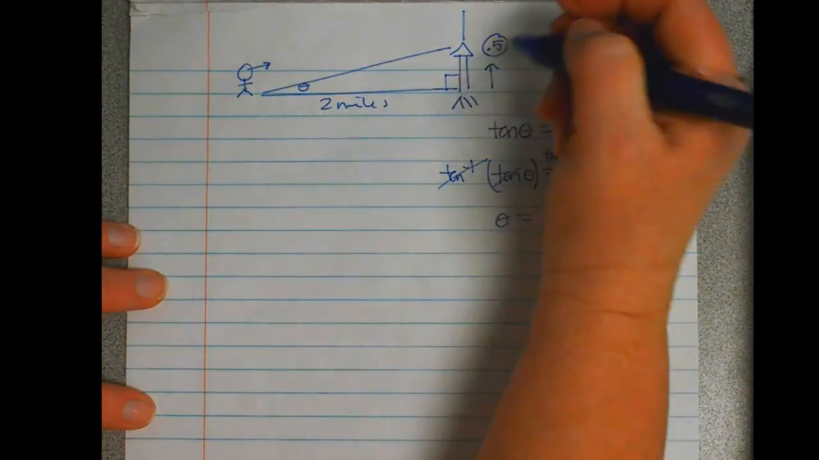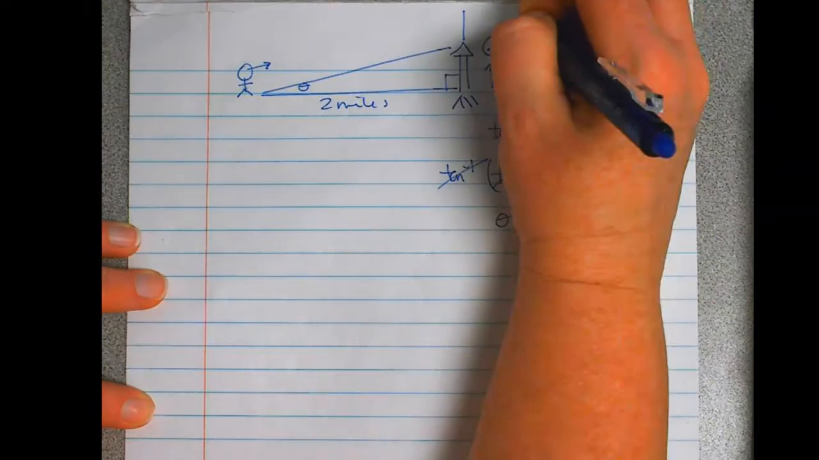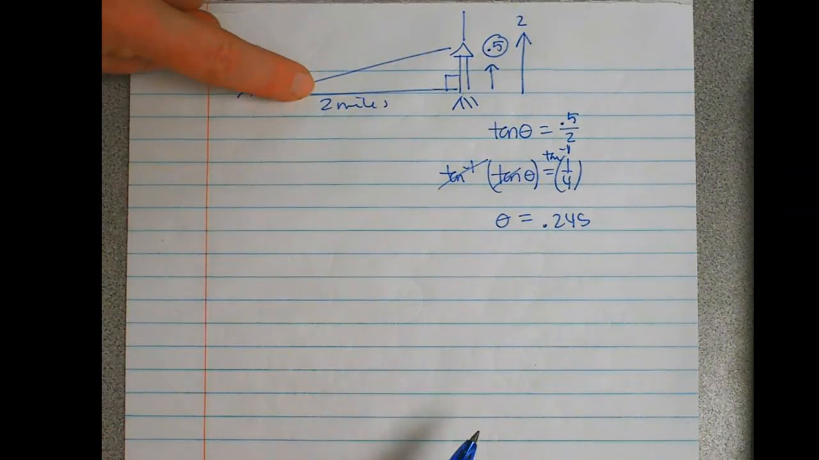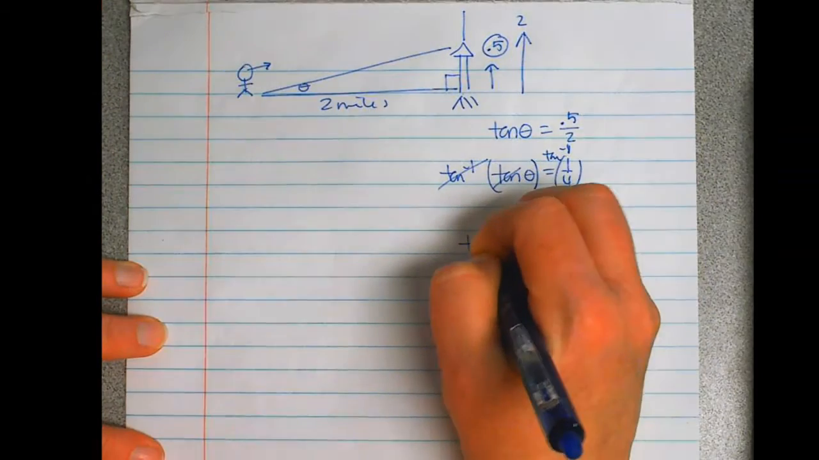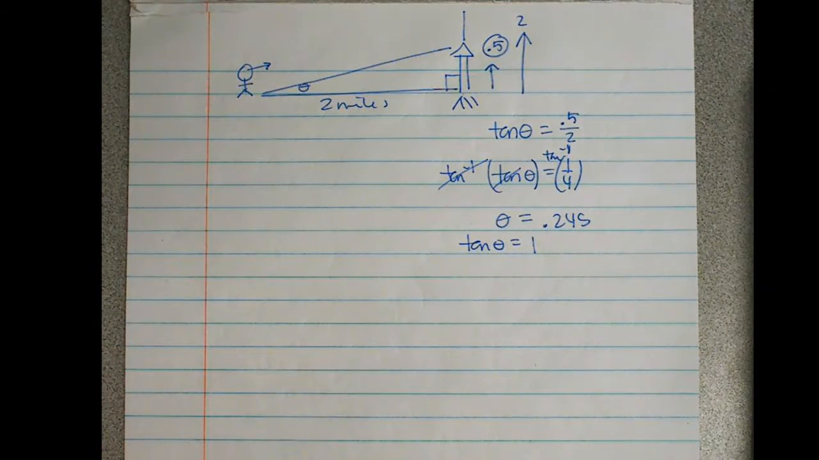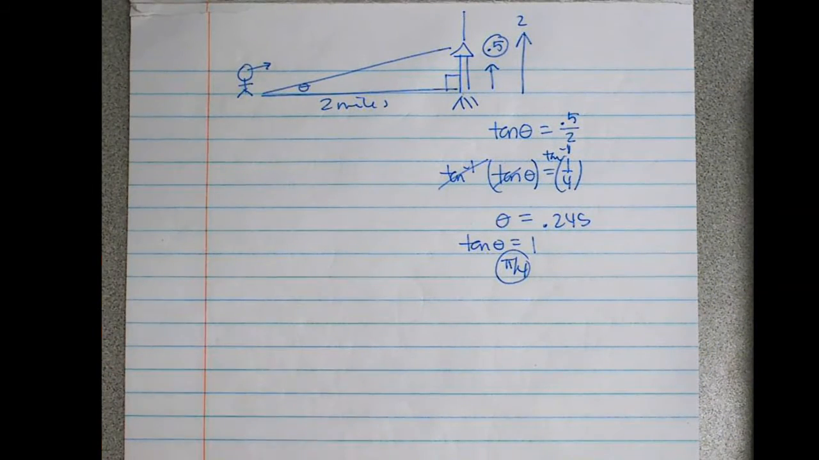And then the rocket goes further up, and then it's 2 miles up. So it's 2 miles up, and now the ratio is 2 over 2. This would be tangent of theta equals 1. And we actually know that. What's that? 0.75. Okay, but also we could have made this pi over 4, because that one we know. That one we should know. Tangent of 1 you should know is pi over 4.